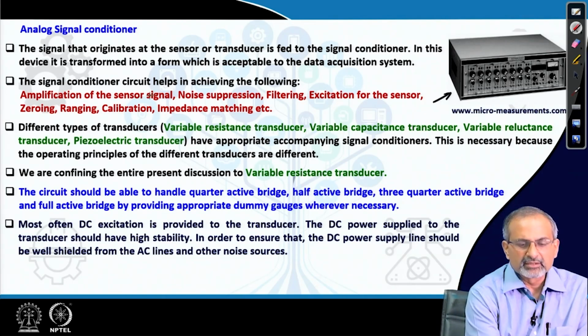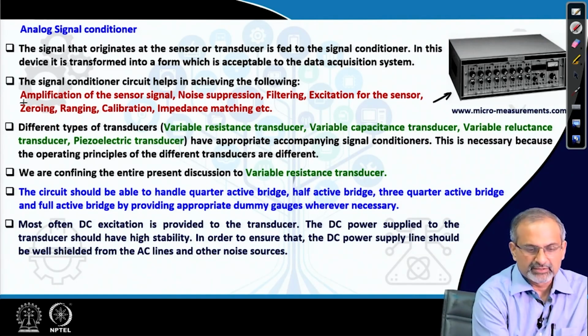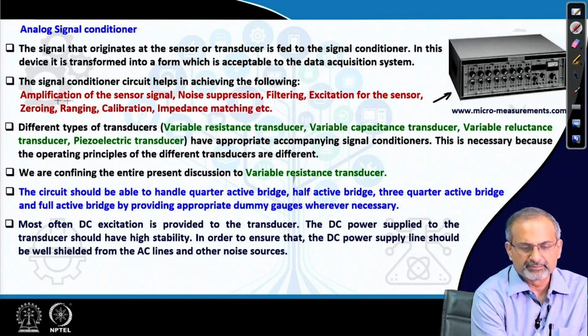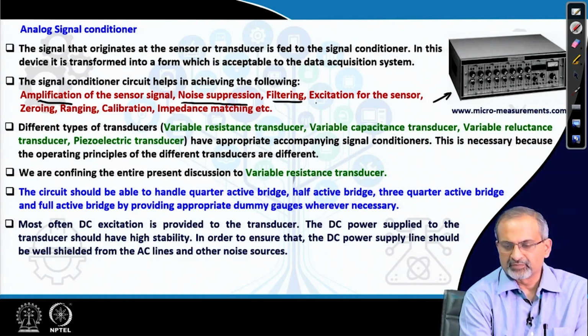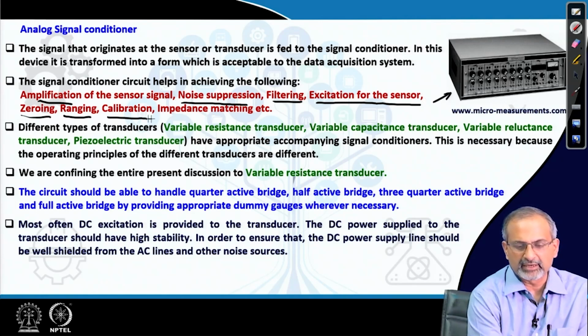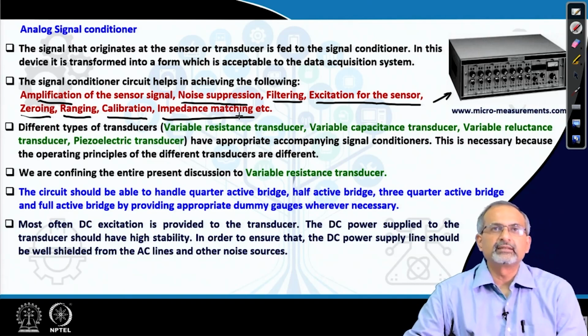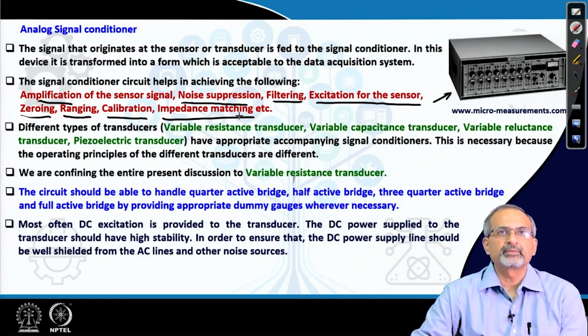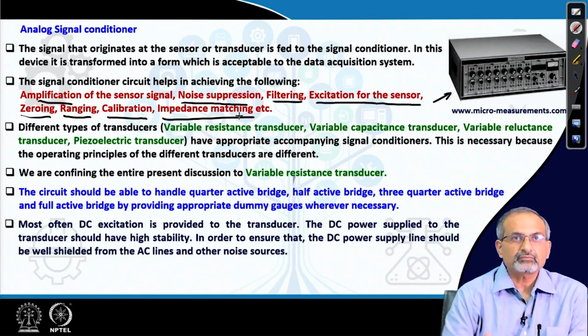Here the signal conditioner circuit helps in achieving the following functionalities. One is amplification of the sensor signal, noise suppression, filtering, excitation of the sensor, zeroing, ranging, calibration, impedance matching. Not that we are going to discuss everything in detail, but let us look at some of the important functionalities that a signal conditioner would achieve.